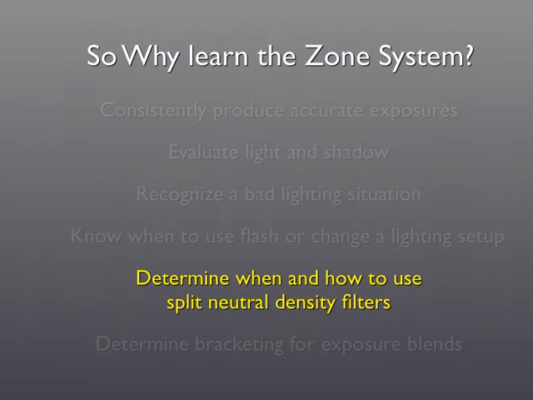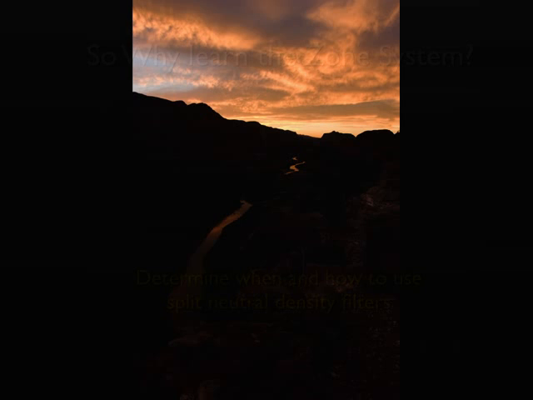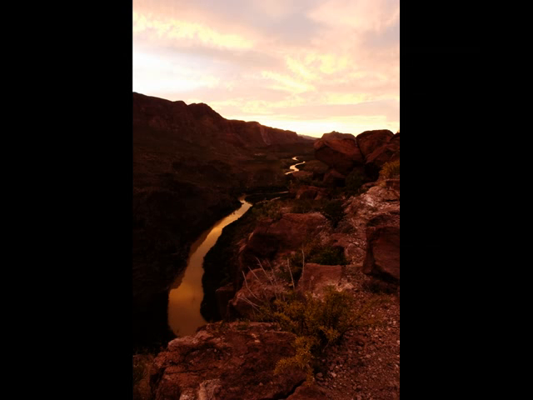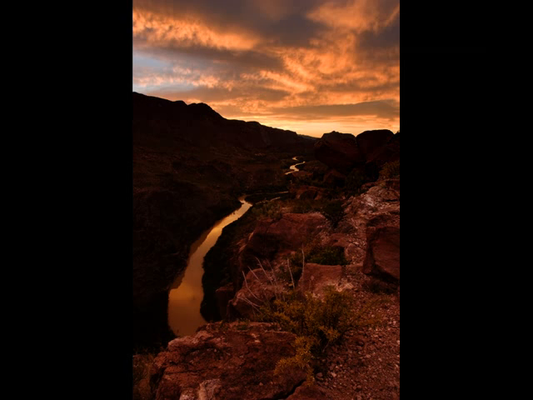Determine when and how to use split neutral density filters. This is imperative for the landscape photographer. When you're shooting at sunset or sunrise, the sky is so much brighter than the foreground. You make an exposure for the sky, and the foreground is pure black. Make an exposure for the foreground and the sky is blown out. So what you need to do is figure out how much difference there is between the top and bottom, and then put on a split neutral density filter to bring the light back together.